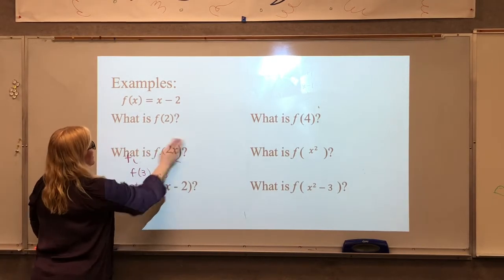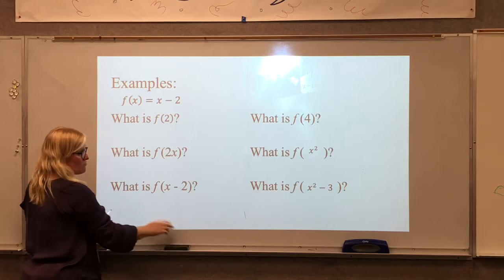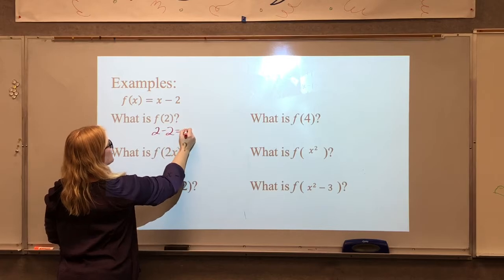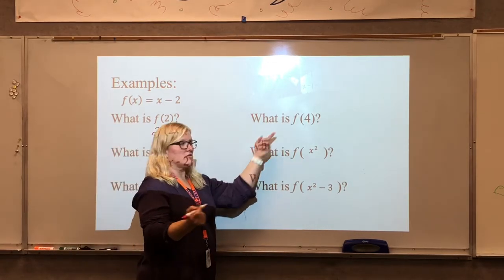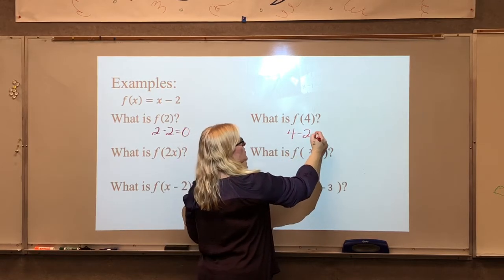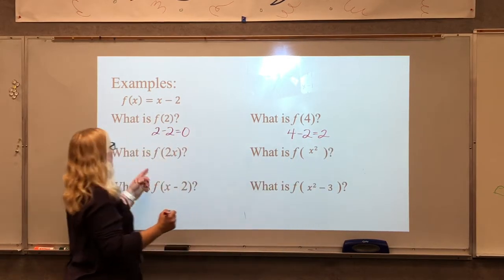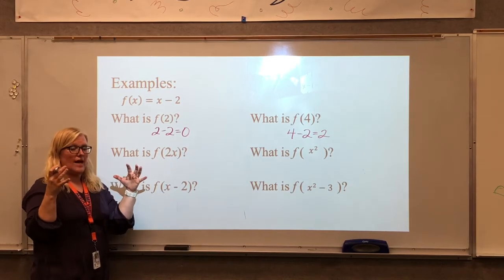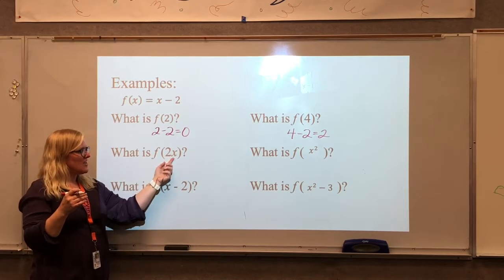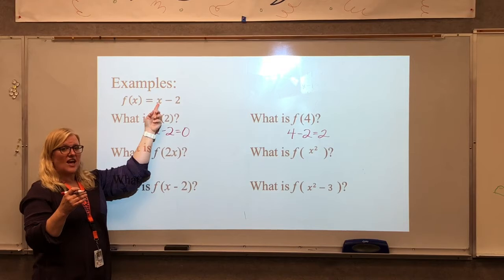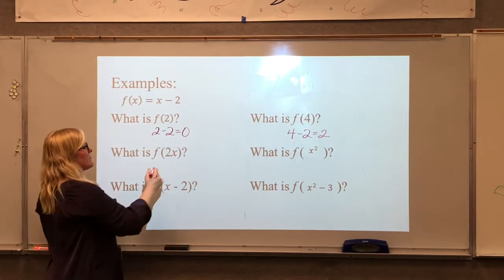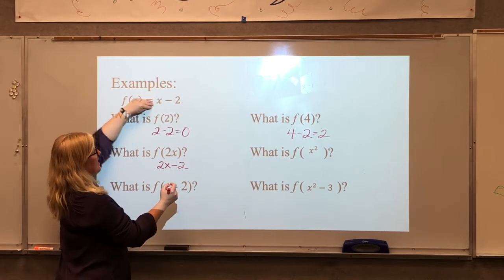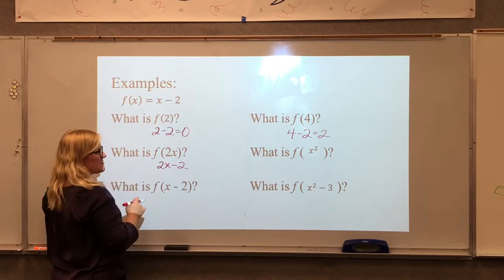If f of x is x minus 2, then what is f of 2? Well, again, if this is 2, I put in 2 right here. So 2 minus 2 is 0. What is f of 4? Well, that's 4 minus 2 equals 2. What is f of 2x? Now we get a little bit more abstract. Whatever is here is going to get plugged in for this x right here. Okay? So f of 2x is 2x minus 2. Again, I'm just taking this x, taking it out, putting in 2x.